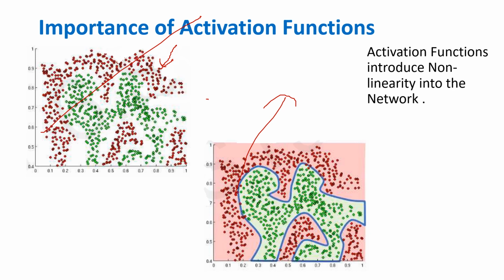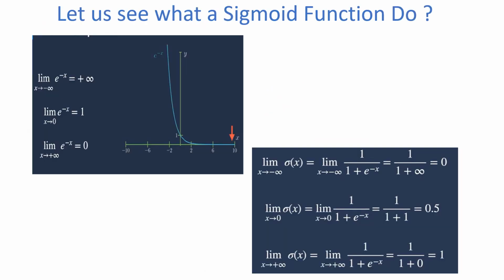So this non-linearity is actually introduced by the activation function. That's why we multiply the inputs, do a summation, and get a linear combination of the inputs. That we pass to an activation function to introduce nonlinearity into the neural network. So that is the reason why we need an activation function. We'll understand them a bit more.